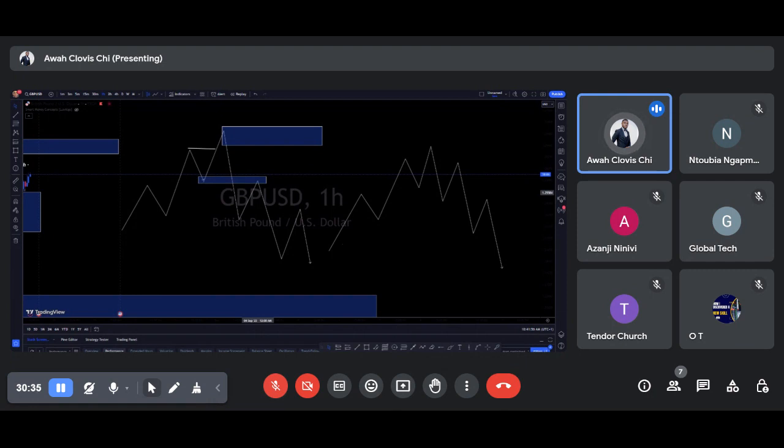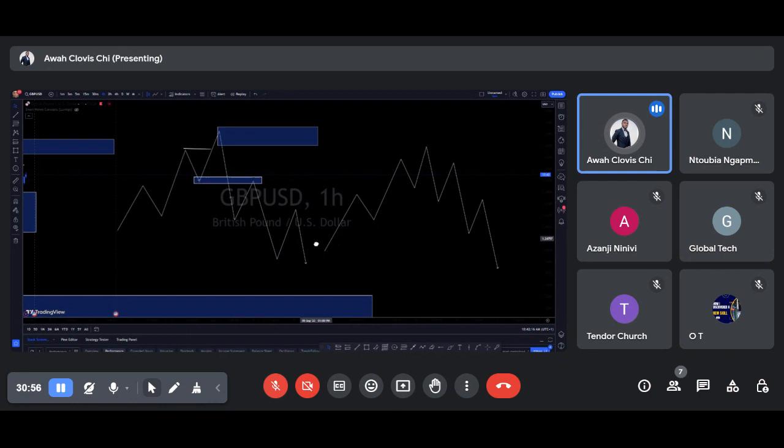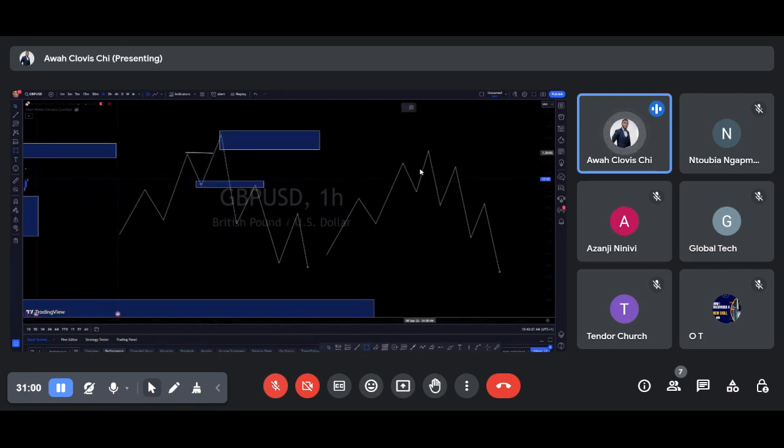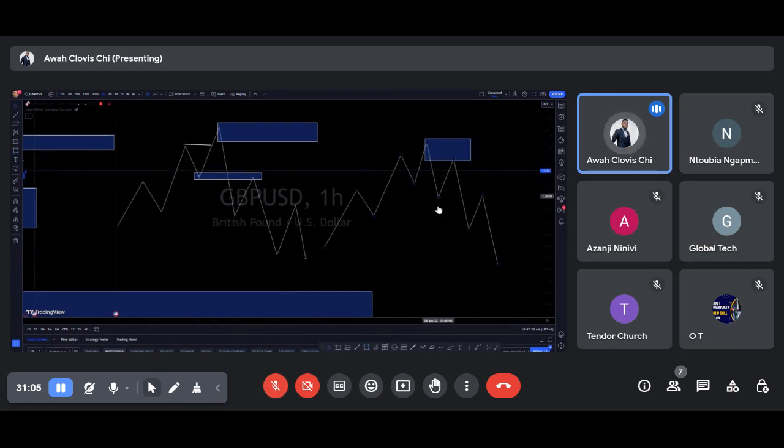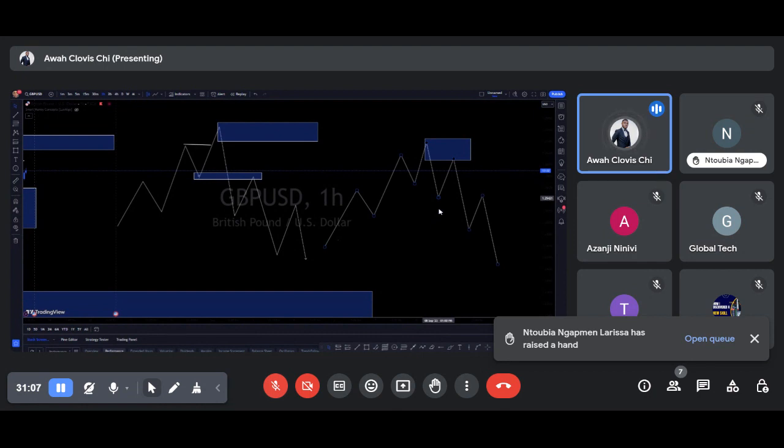Now, what is a mitigation block? Mitigation blocks are simply zones that are left by price behind without filling them. So there's a difference between an order block and a mitigation block. A mitigation block is what we call a failure swing. So this one that I just drew here, you always see traders when they analyze their chart, they'll say mitigated supply. Those are zones that were left behind by price unfilled, because the character of the market is always to fill prices and all that.